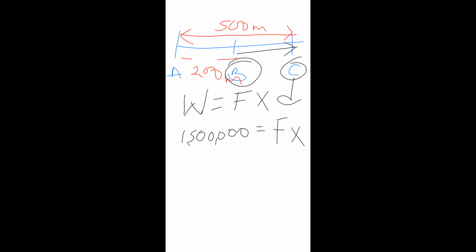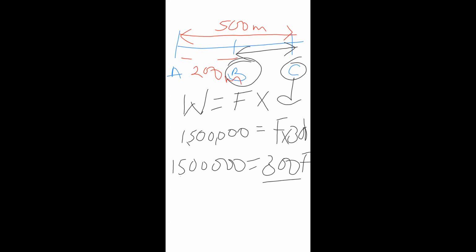So anyone to tell us what is the distance between the two towns B and C, according to what you see in the diagram? 300 meters. Okay, someone is telling us 300 meters. The distance between town B and C is 300 meters. That means we are going to have our force times 300 meters, so 1,500,000 is going to be equal to 300 times F.